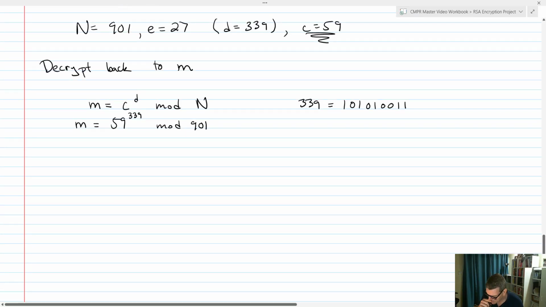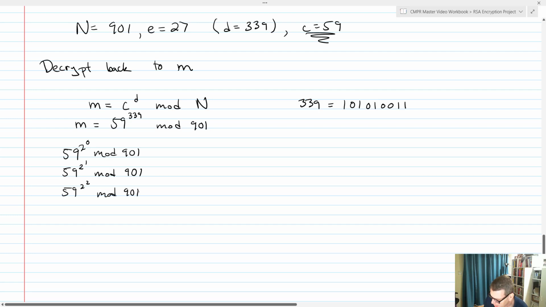So what that means is that I'm going to have 59 to the 2 to the 0th power, mod 901. Figure out what that is. I'll have 59 to the 2 to the 1 power, mod 901. 59 to the 2 squared, mod 901. And now, I'm not going to need all of these, which is fine. But I'm going to find each one of them because it makes it really easy to do this kind of multiplication, because it's just a matter of squaring continuously.